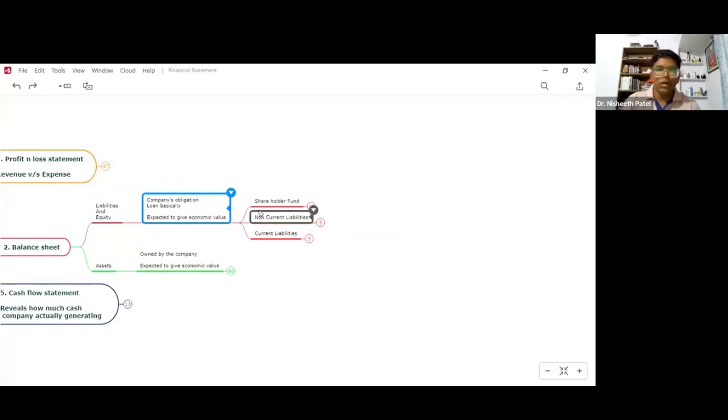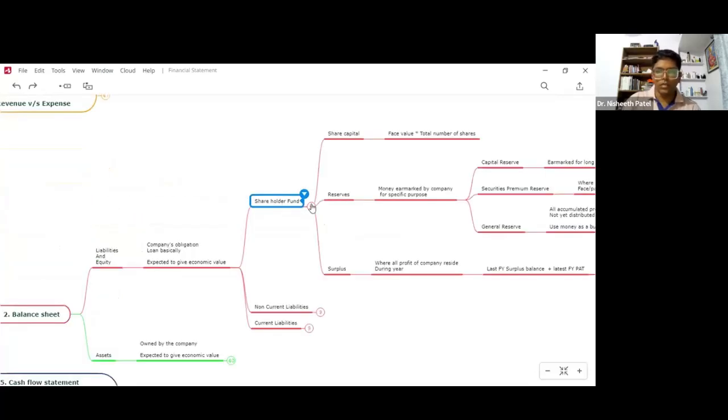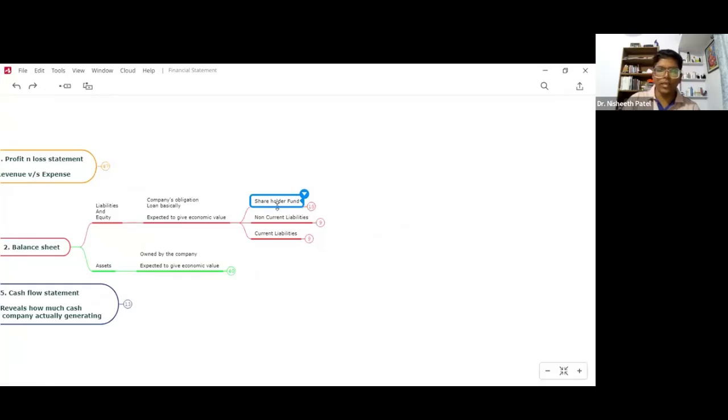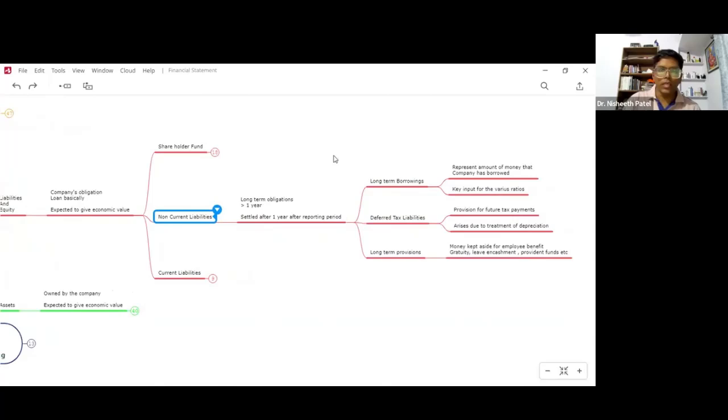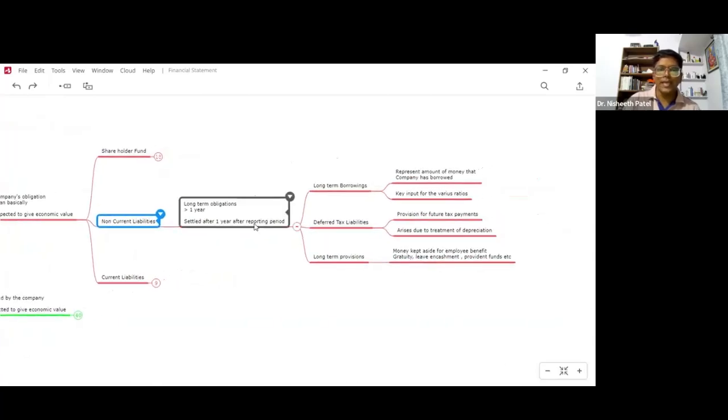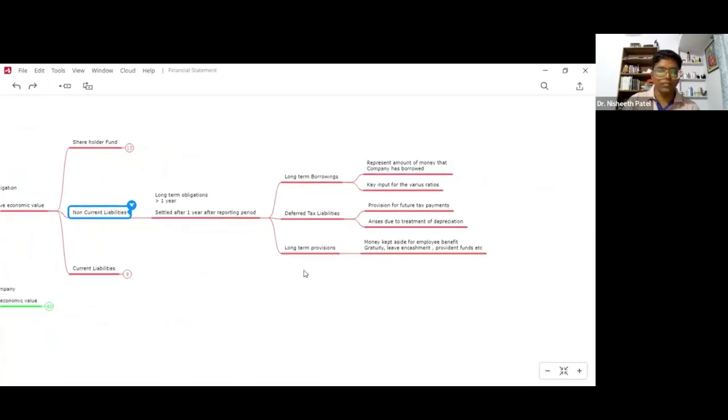Now, the shareholders fund. If you invest in the equity markets, that is your shareholders fund, that is the company's liability. Okay. Another thing is the non-current liabilities and the current liabilities. Non-current liabilities is the long-term obligations that has to be settled more than 1 year after the reporting period.